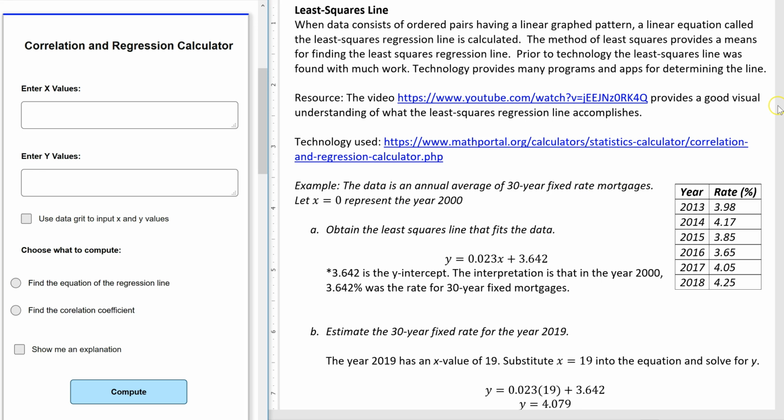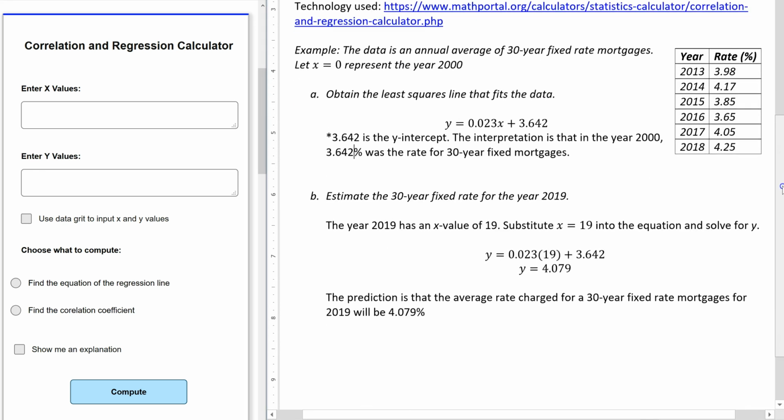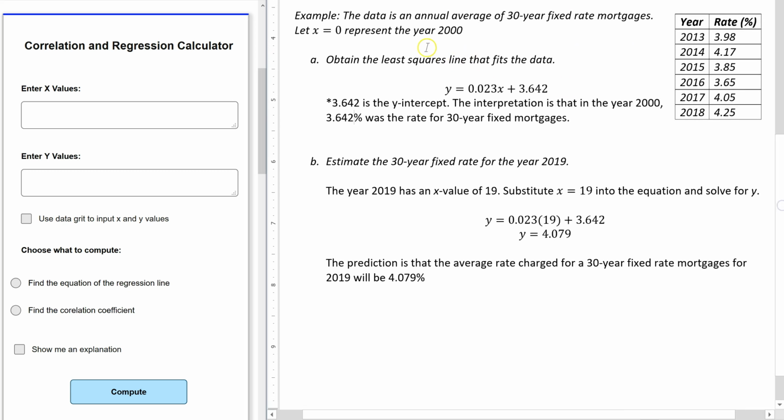So let me scroll this down so there's a little bit more of the screen for this problem. Example, the data is an annual average of 30-year fixed rate mortgages, and we're going to let x equals 0 to represent the year 2000. Over on the right, I have a table of interest rates. In the year 2013, the average interest rate was 3.98 for a fixed rate loan. And for 2014, it was 4.17. And then you can see last year in 2018 was 4.25.